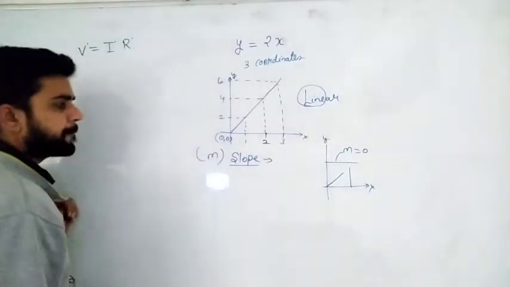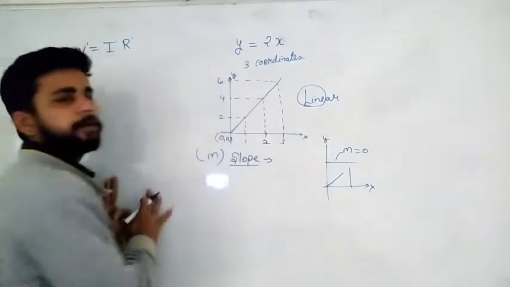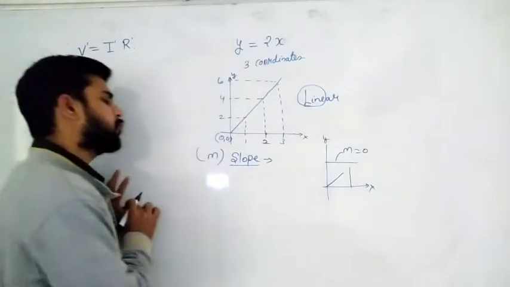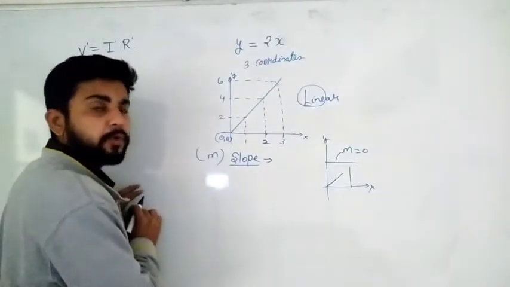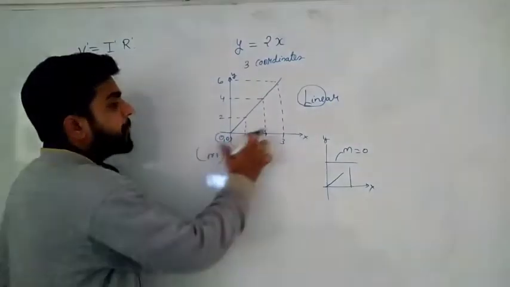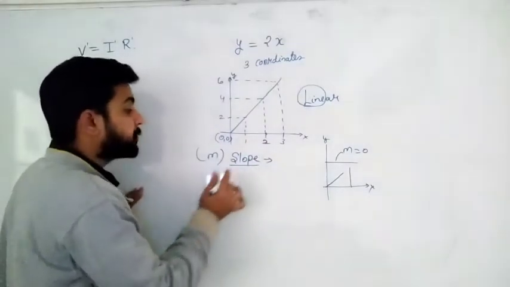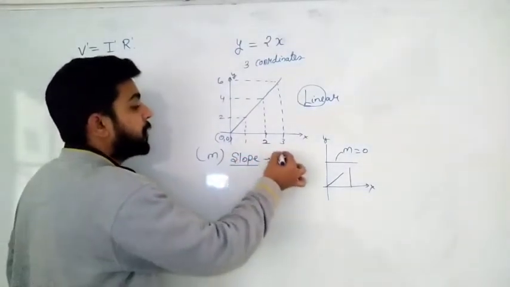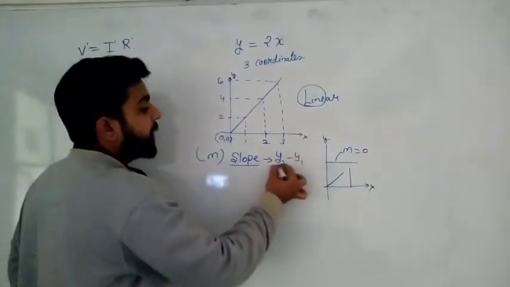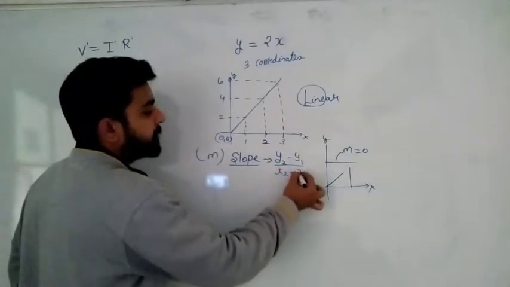Now look at here. Is there any slope? Yes sir. Sir, what is the formula for slope? How do we calculate the slope? Change in y-axis divided by change in x-axis. That is a basic definition of slope. We can write it as y2 minus y1 divided by x2 minus x1.